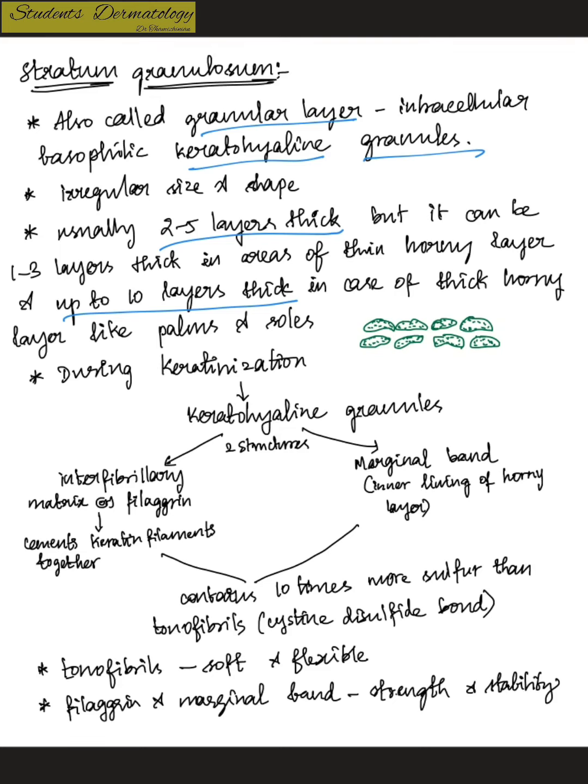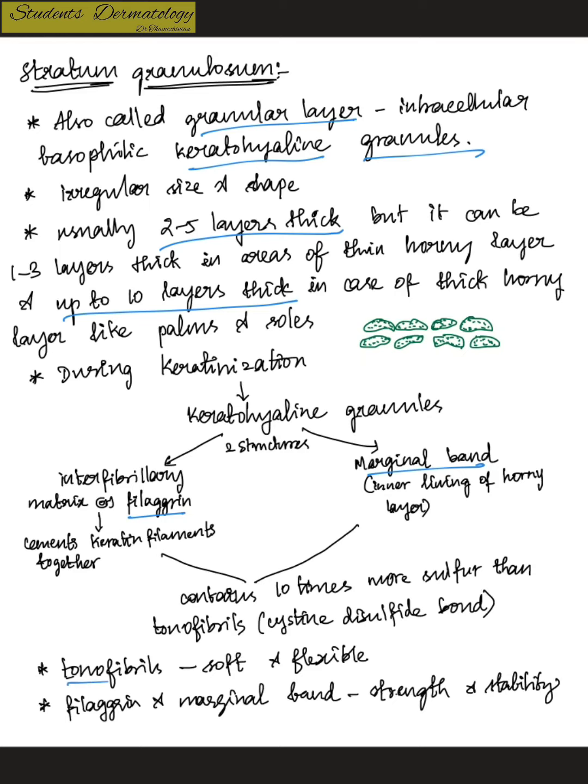So during keratinization, the keratohyalin granules contain two structures. One is the interfibrillary matrix or filaggrin, and another one is the marginal band. This filaggrin is nothing but filament aggregating protein, which helps to keep the keratin filaments together, and this marginal band forms a lining around the horny layer.